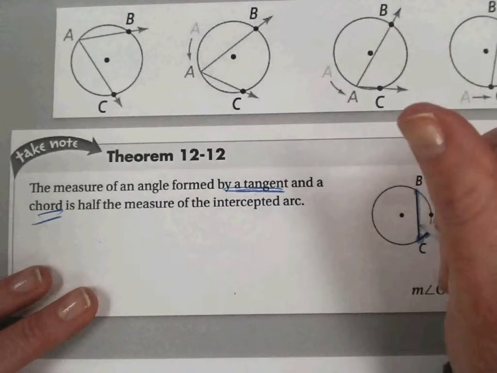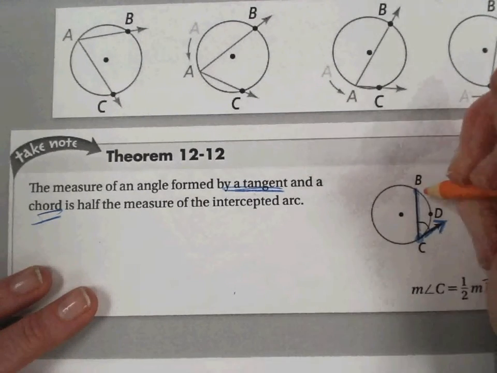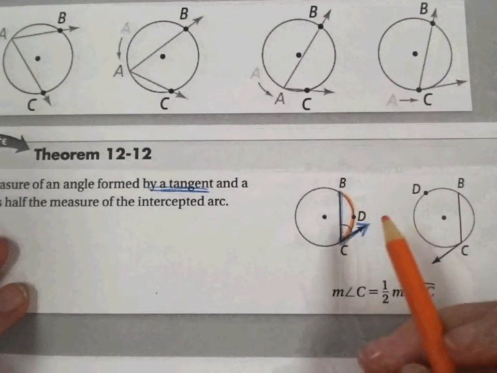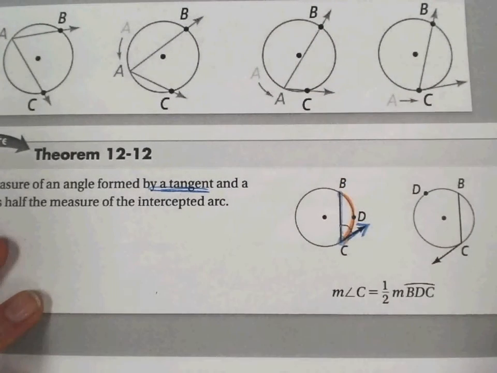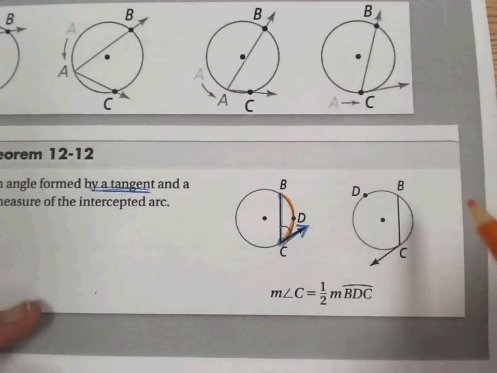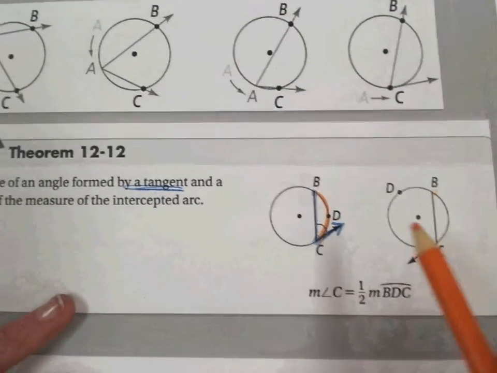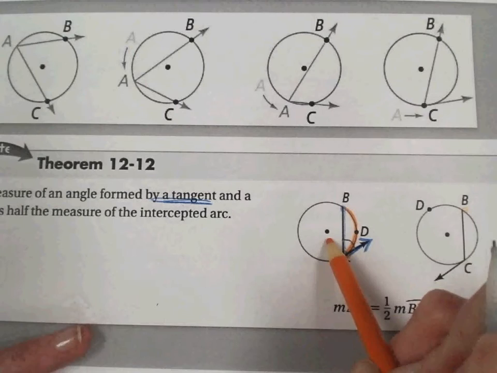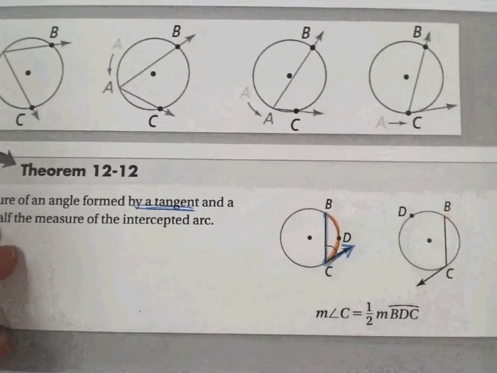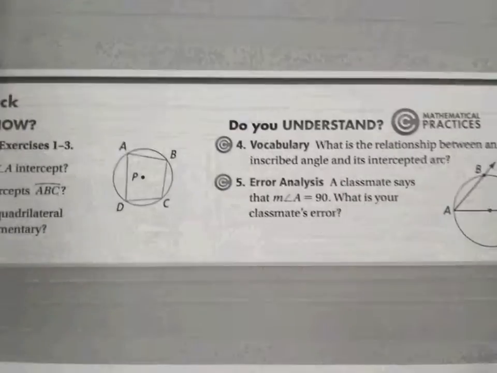So what's being stated here is that the angle formed by the chord and the tangent here is going to be half the measure of the arc that it intercepts, BDC. So half the measure of this arc will equal the measure of that angle. Okay, and you can see it drawn in 2 different ways, where the center is kind of within that angle, and the center on this first diagram is on the exterior of the angle itself. Works in both ways.